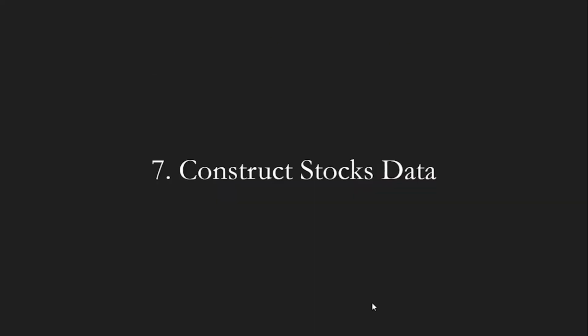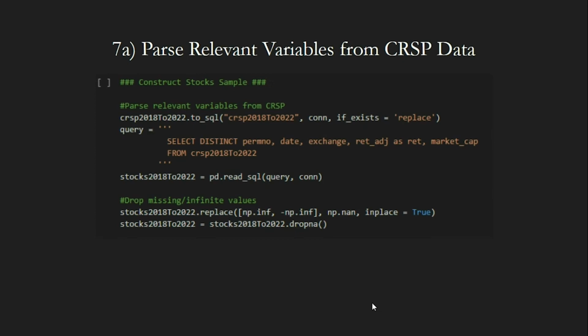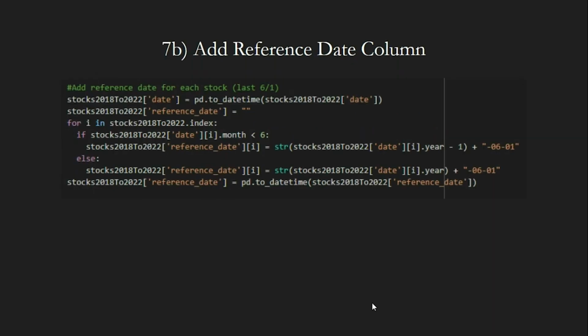Next, we construct the stocks data using both the CRSP and CompuStat data frames to generate our three factors. We parse the relevant variables from the CRSP data frame and store them in a new data frame called stocks 2018 to 2022. We also drop the missing and infinite values from the data frame. We've previously added reference dates for the CompuStat data frame. Now we will add them to the stocks data frame to merge the right rows later.